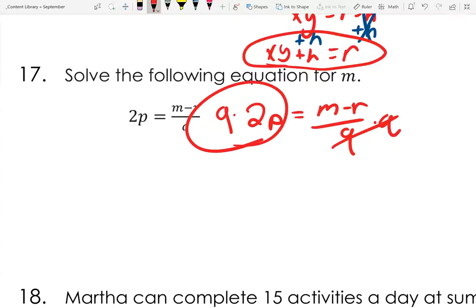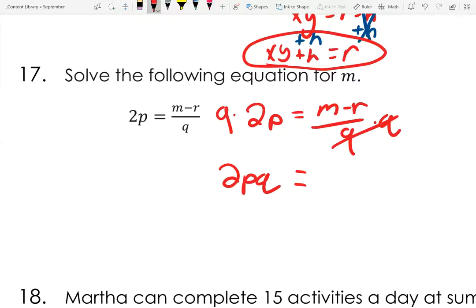So on the left side, we have q times 2p. That just basically is 2 times pq. That's 2pq. Q times 2p is 2p times q. So it's all just multiplied together, so I just wrote it all together, 2pq. All right, that's the same thing as that.